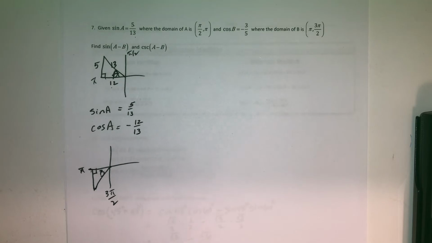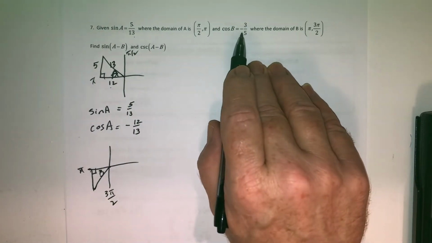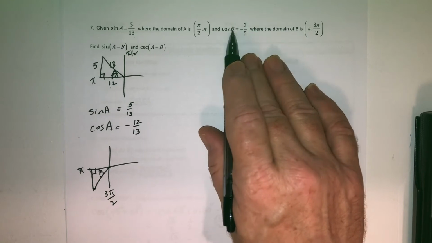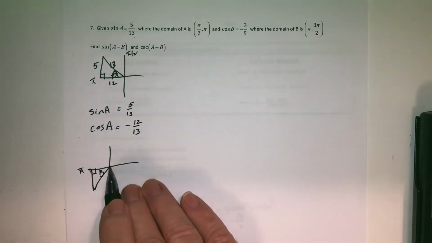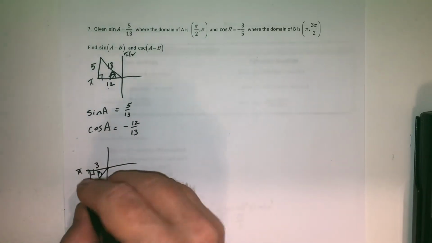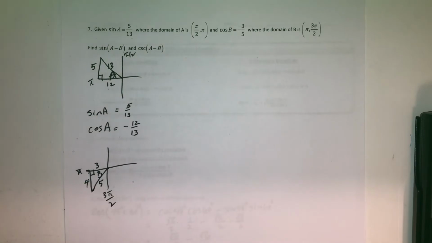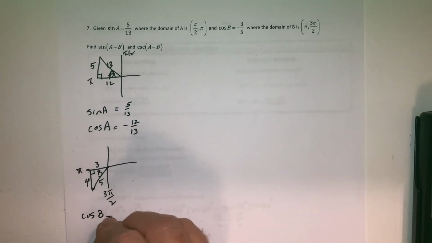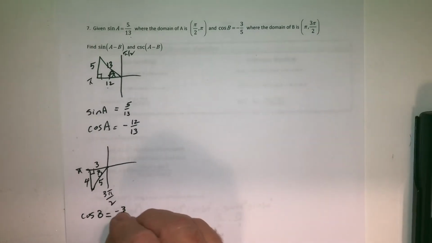Okay, now what do I know about beta? I know that the cosine is negative. Well, I knew that already. And I know the cosine is negative 3/5. So cosine is the adjacent 3 divided by the hypotenuse. That's the 3, 4, 5 Pythagorean triple. So that leg has to be 4. Okay, well, I already knew the cosine of beta was, as they told me, negative 3/5.